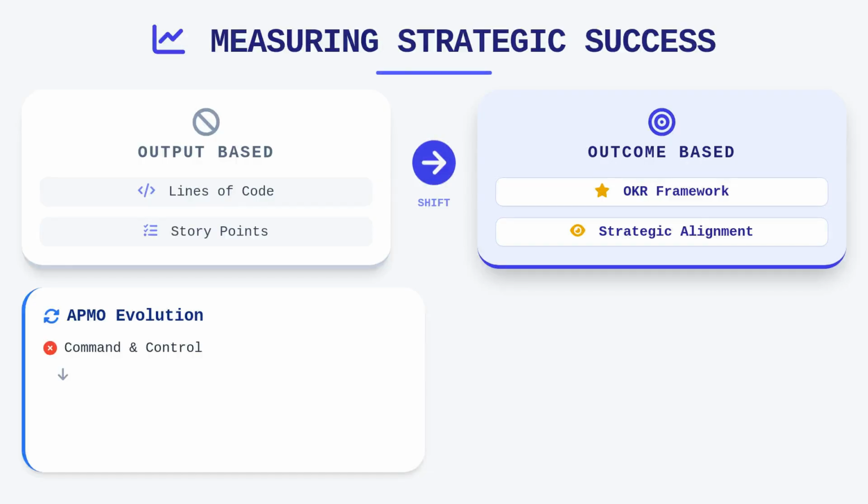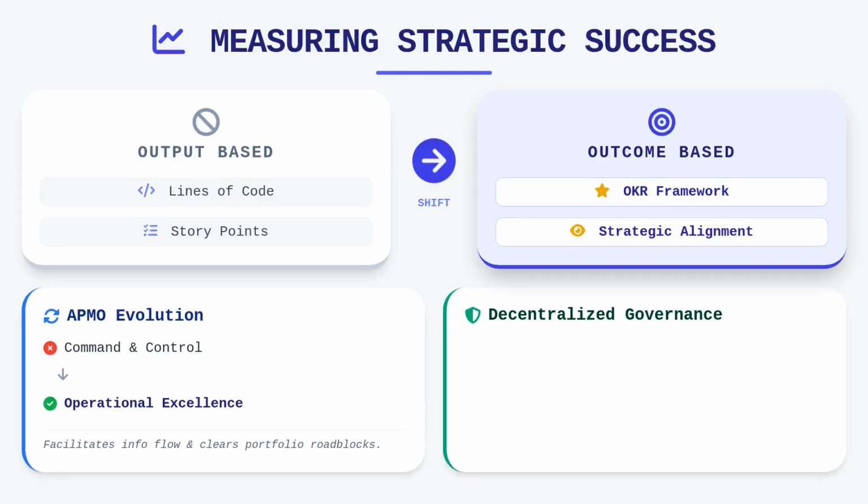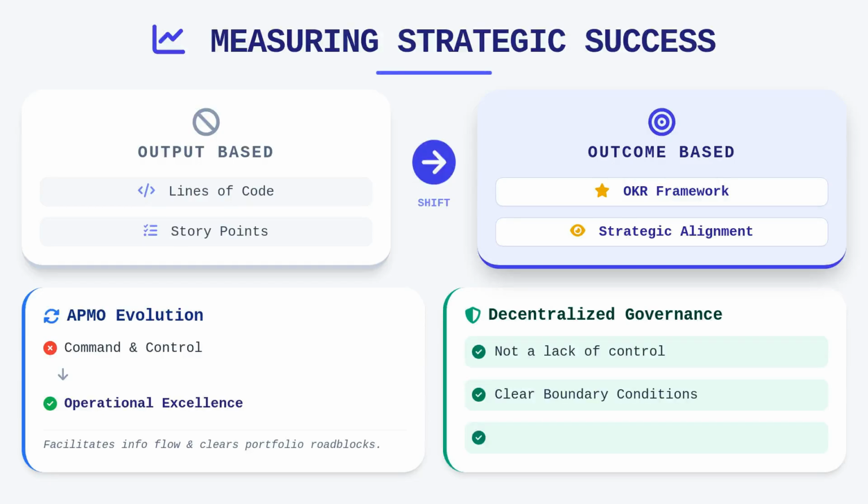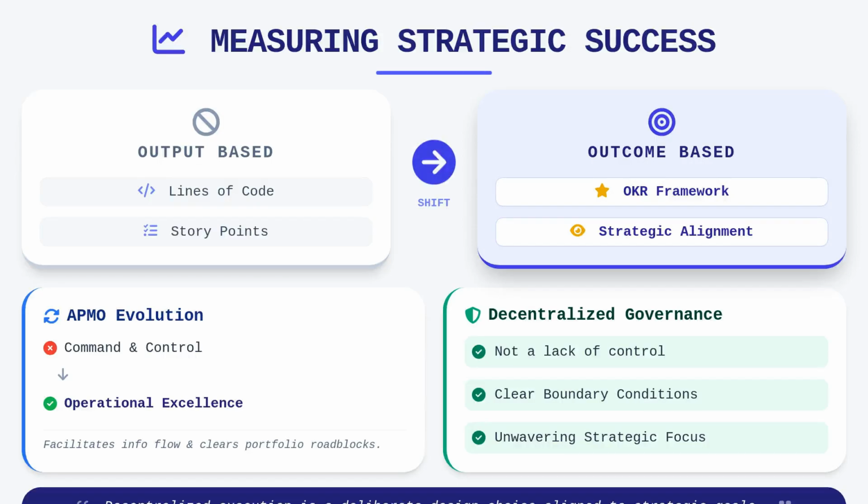plays a critical role here by evolving from a command and control function to one that supports operational excellence and decentralized execution. They facilitate the flow of information across the portfolio, ensuring that roadblocks are identified and handled at the appropriate level. As we look at the interaction between these roles and governance, it becomes clear that decentralized decision-making is not a synonym for lack of control. Instead, it is a deliberate design choice that requires clear boundary conditions and an unwavering focus on the strategic goals of the portfolio.